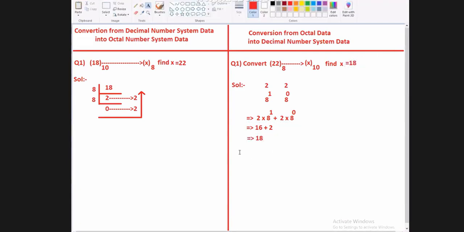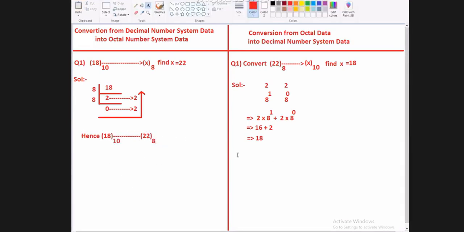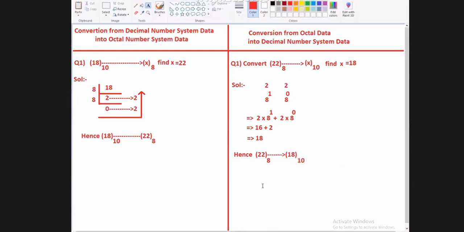Now see, students, I will take it here as usual. Hence, if you catch my point, 18 of decimal is converted into 22 of octal. So carefully follow. This is base 10, and this is converted into base 8. Similarly, 22 of octal converted into 18 of decimal. Here I'm writing 8 into 10. This is done. Conversion is done.